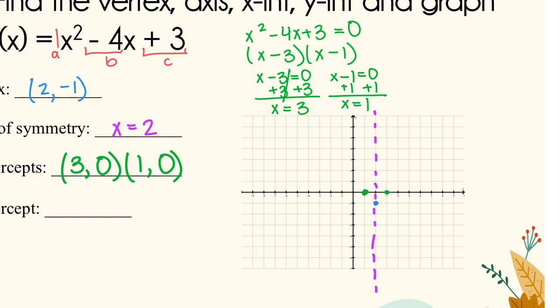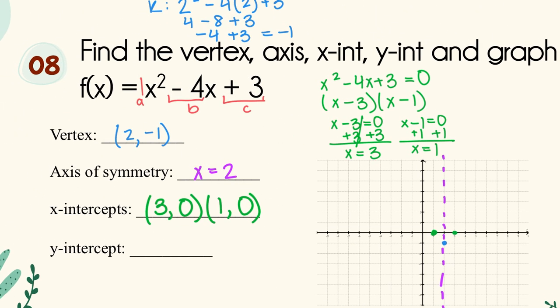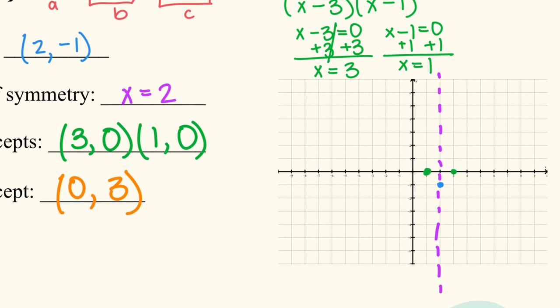However, I can still find another coordinate to make it more accurate. And remember what we said, if it's written in standard form, your y-intercept is always going to be your c value. So in this case, my y-intercept is going to be (0, 3). It's a positive 3. So graphing (0, 3), which is right here.